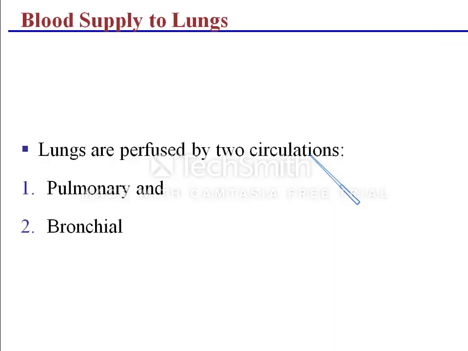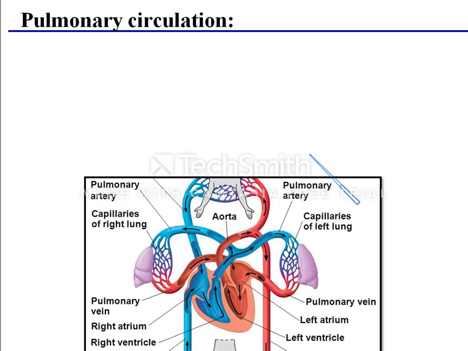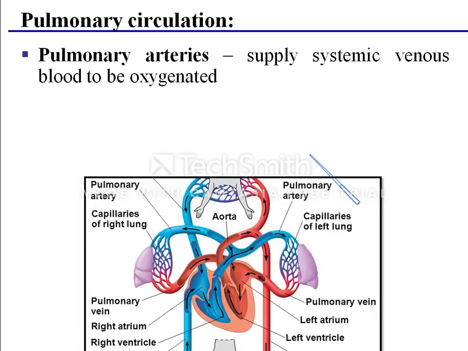Blood supply to lungs. So lungs will be receiving two types of circulation, pulmonary circulation and bronchial circulation. Pulmonary circulation, so pulmonary arteries which are coming from the heart will supply venous blood to be oxygenated. They supply deoxygenated blood.